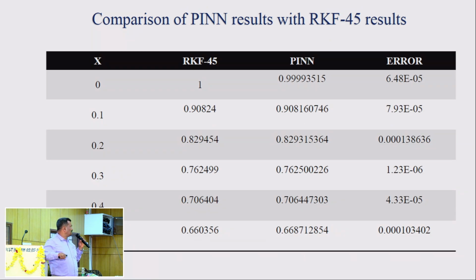So comparison of PINN results with the RKF method, and again you can see almost 10 to the power minus 5 accuracy we are getting.